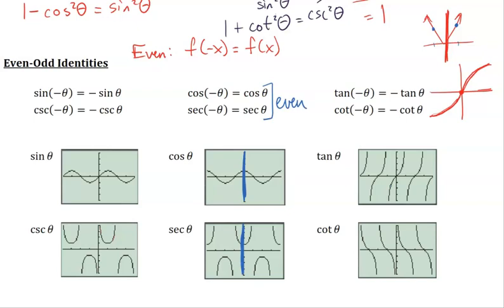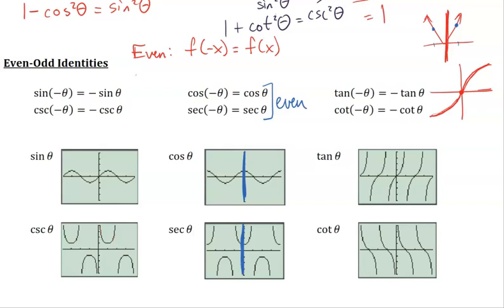Now, we're not going to be graphing in this section, but what we might do is if we have an expression for cosine of negative, let's say cosine of negative 5 pi over 6, we know that that would be the same as cosine of positive 5 pi over 6 based on this even identity.